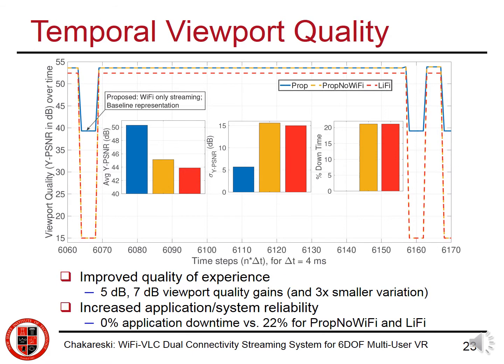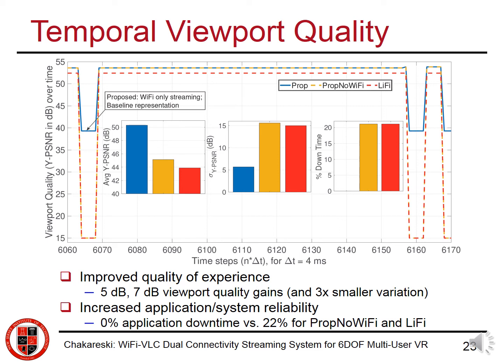We first examined the temporal viewport quality for a user with 6 users co-present in the arena, while we also included a variant of our system that uses only VLC, that is a single link, to stream the content. We can see that the viewport quality varies over time for all 3 compared methods, due to transient VLC link drops or a mismatch between the delivered enhancement layer and the actual user viewport. Still, the observed viewport quality variation is much lower for our system, which considerably increases its quality of experience and reliability relative to proposed with no Wi-Fi and Li-Fi that experience an application downtime during such instances.